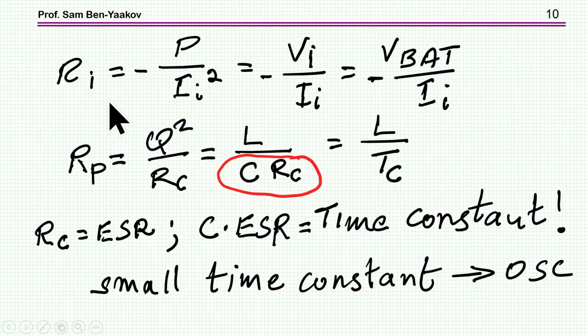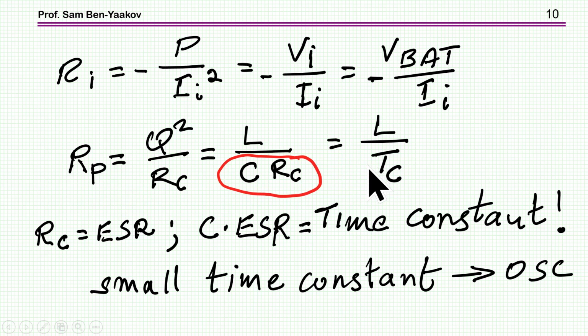It's quite interesting that when I worked out this relationship, I came to a conclusion which is very important: this RP, this parallel equivalent resistance, is equal to L over C RC, where C is the capacitance and RC is the resistance, the ESR as a matter of fact. And this is actually the time constant of the capacitor. So the RP is L, the cable inductance, over the time constant of the capacitor.